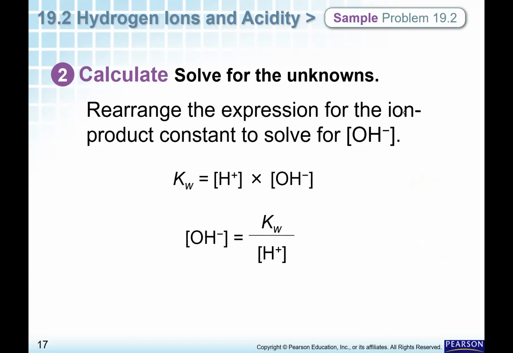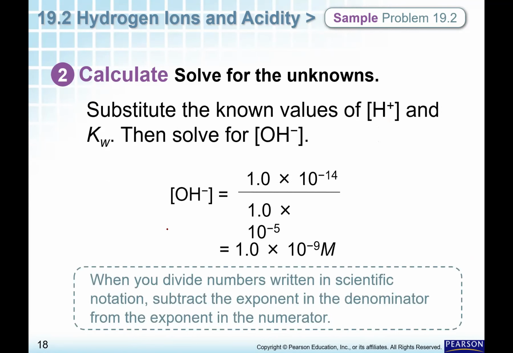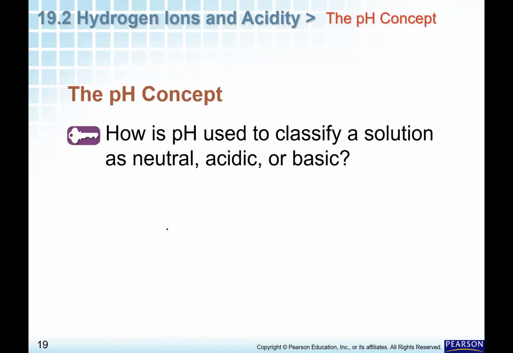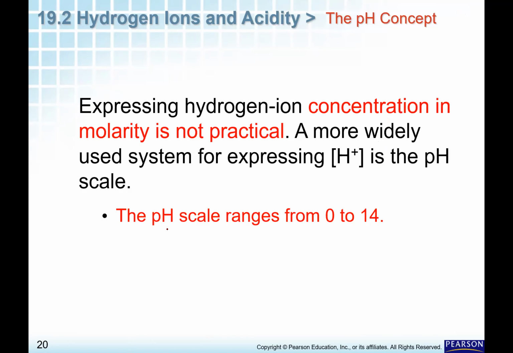When we rearrange the equation for OH minus, it is equal to Kw divided by the concentration of H plus, and substituting the number, it will be equal to 1 times 10 to the minus 9. Which means again that the concentration of H plus is greater than 10 to the minus 7, and the concentration of OH minus is less than 10 to the minus 7, and that again indicates that the solution is acidic.